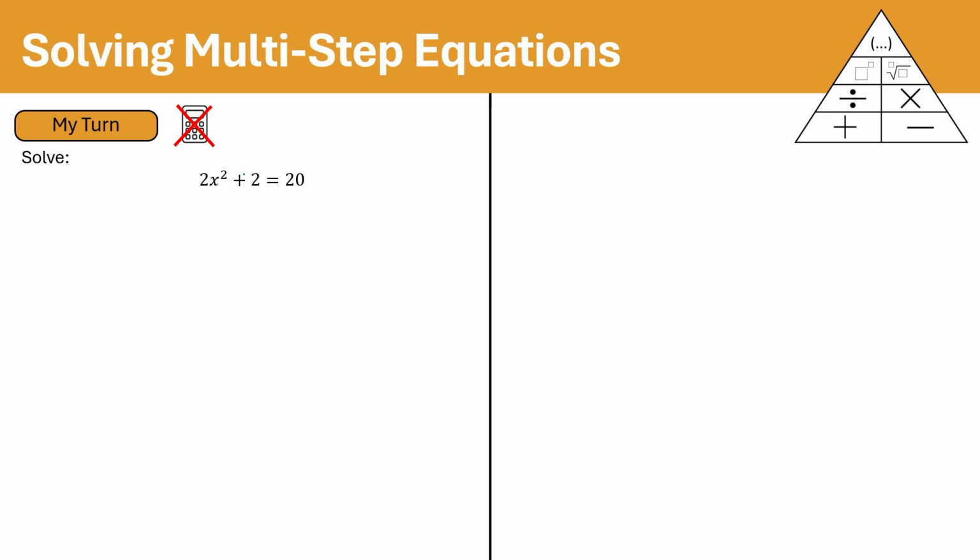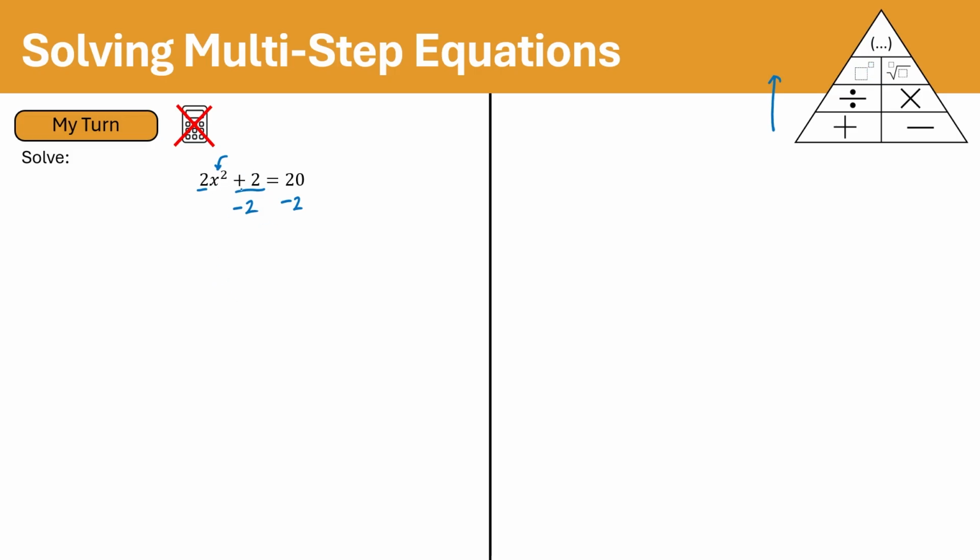Our next examples involve some powers and roots. So here we have 2x squared add 2 is equal to 20. I'm doing 3 different things here. I'm adding 2, I'm multiplying by 2, and I'm squaring. And if you remember, when we're solving equations, we want to undo addition and subtraction first. So I'll subtract 2 from both sides. Then I want to undo my multiplication and division. And then lastly, I undo my powers. Let's go ahead with this.